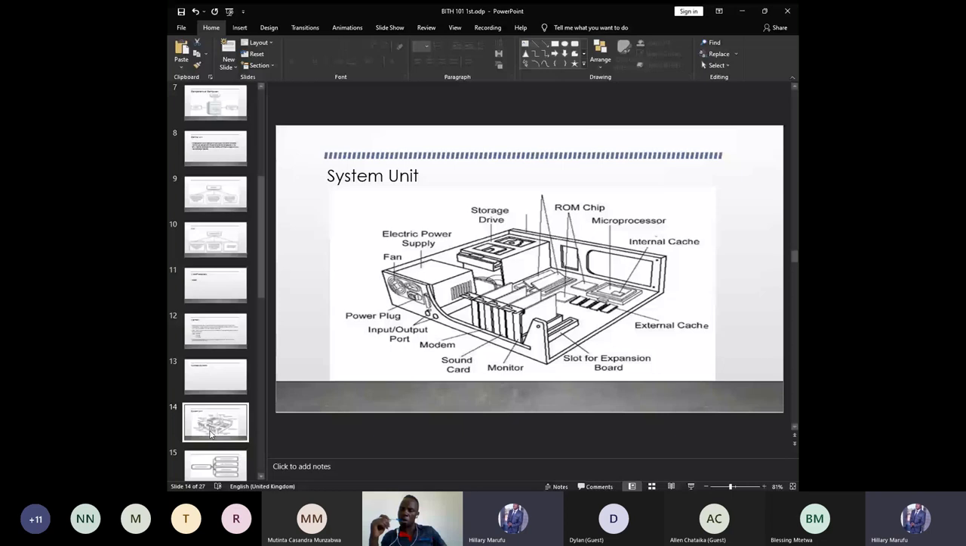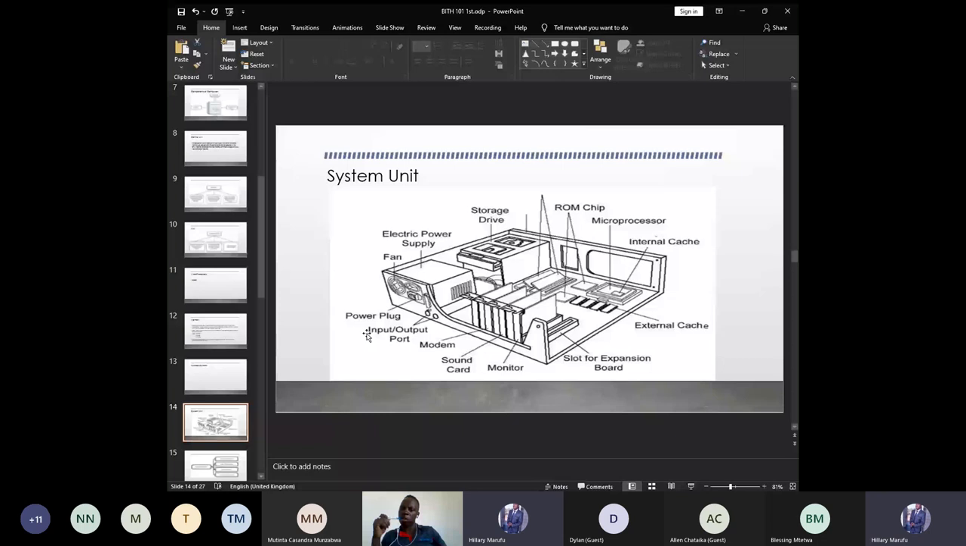From there is the storage drive. We talked about storage drives. These are your hard disk drives and your solid state drives. There's a company, I think it's IBM, that made a drive which is a hybrid between a solid state drive and a hard disk drive. I asked you guys to research the differences between a hard drive and a solid state drive. We covered some of these things.